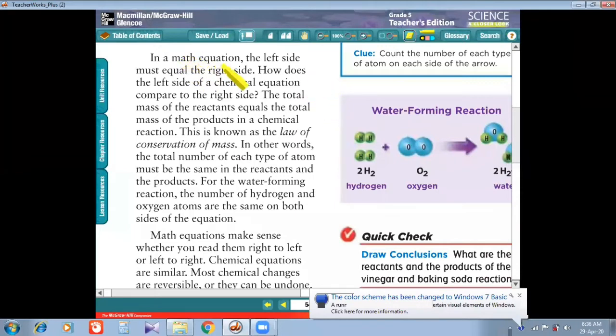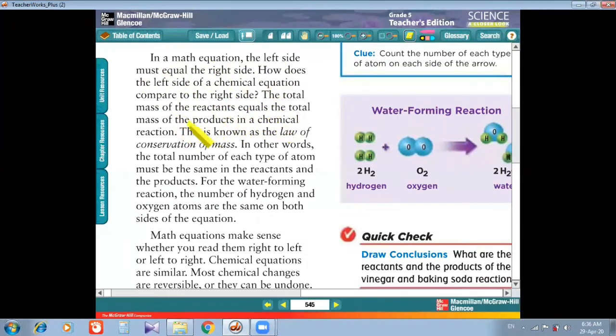In a math equation, the left side must equal the right side. How does the left side of a chemical equation compare to the right side? The total mass of the reactants equals the total mass of the products in a chemical reaction. This law is the law of conservation of mass.